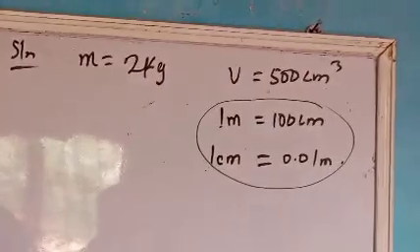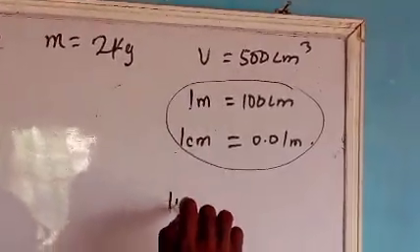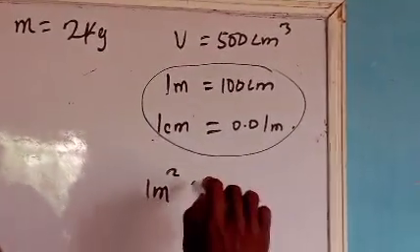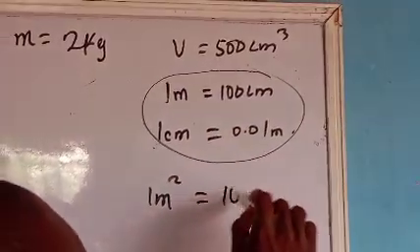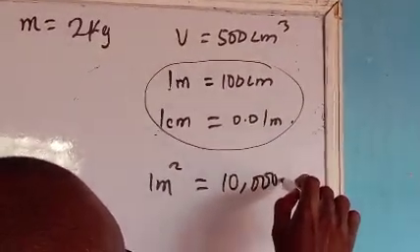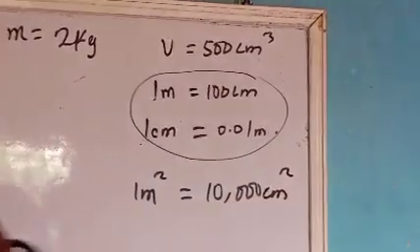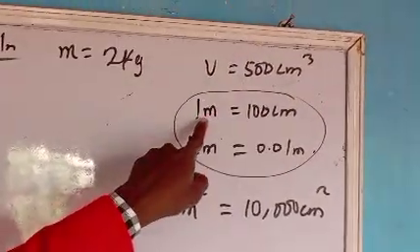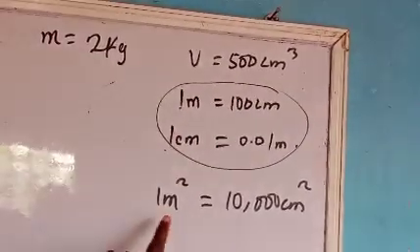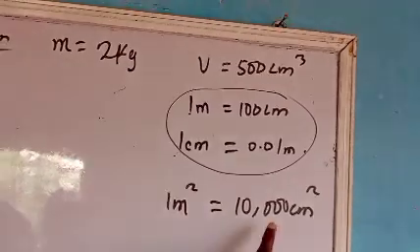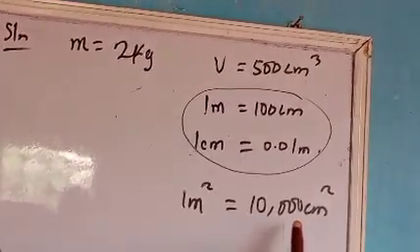But if it's for area, when we now say 1 meter square, what is it? It becomes 100 times 100, which is 10,000 centimeter square. 1 meter square, that is for area now. It becomes like this. 100 and 100 will give you this.